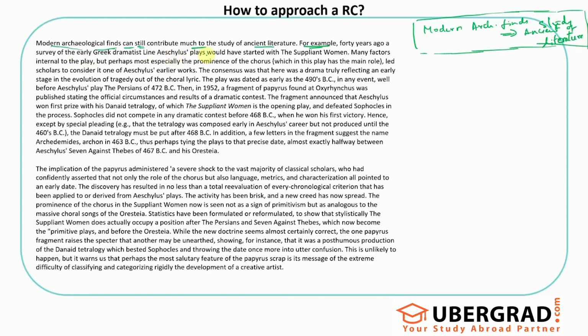Aeschylus' plays, would have started with the Suppliant Women. So this is an author who writes plays, dramas. I don't know the name Aeschylus, let's pronounce it that way. A survey of this early Greek dramatist would have started off with this particular play. So they've given an example, this guy called Aeschylus, a dramatist who writes dramas, that's okay. A survey would have started off with one of his works called the Suppliant Women.